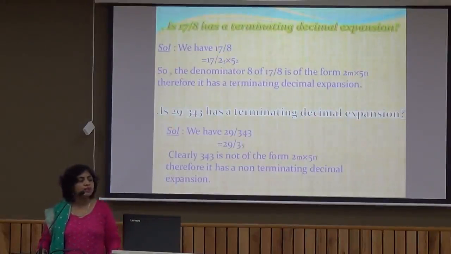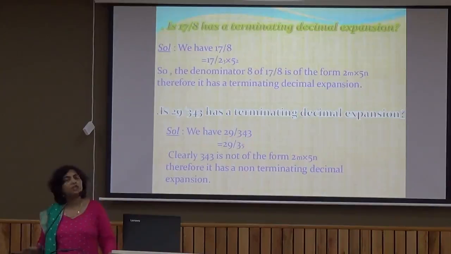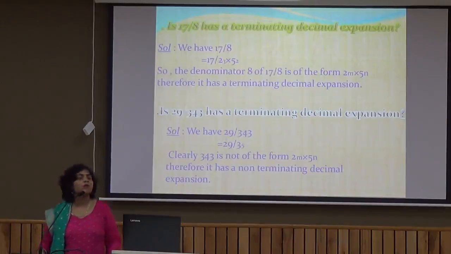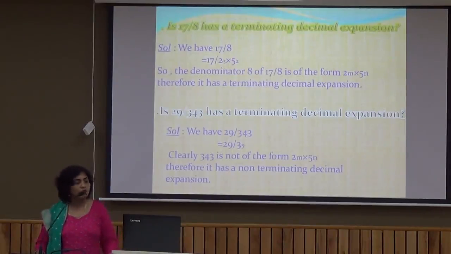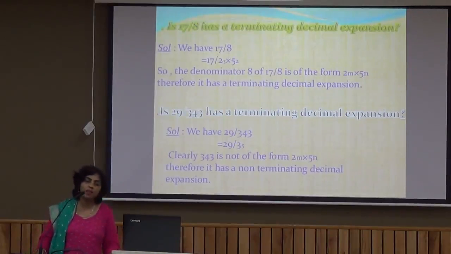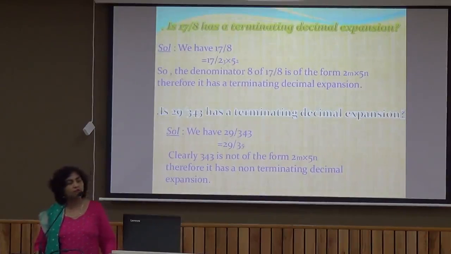Now let's move to terminating and non-terminating decimal expansions. Any rational number whose denominator is of the form 2 raised to power m and 5 raised to power n is always terminating. But if any other factor occurs besides 2 and 5, then the decimal expansion of the rational number is non-terminating, recurring. Let's see 17 upon 8. 8 is 2 raised to power 3 into 5 raised to power 0. So it has only the factor 2 and can be represented in the form 2 raised to power m into 5 raised to power n, where m is 3 and n is 0. So it is a terminating decimal expansion.